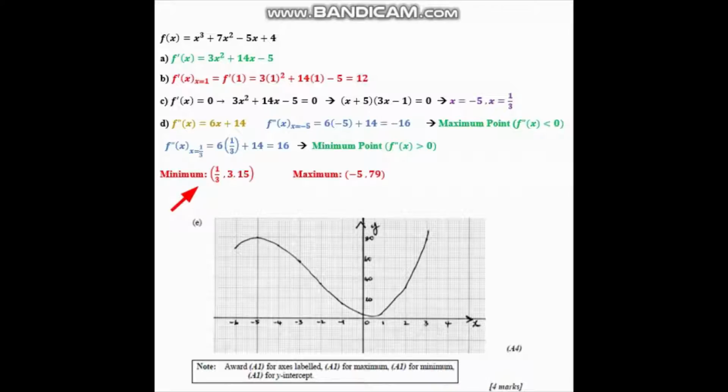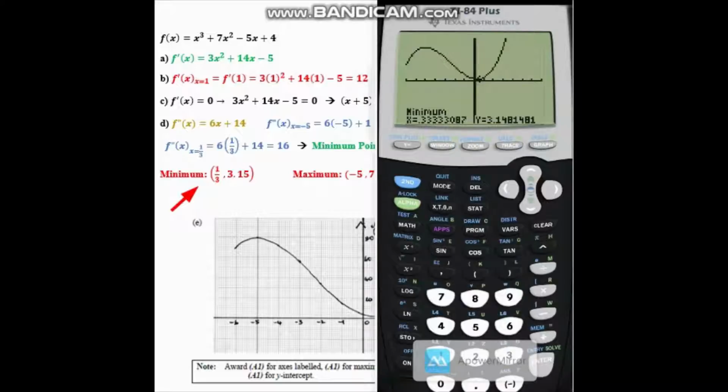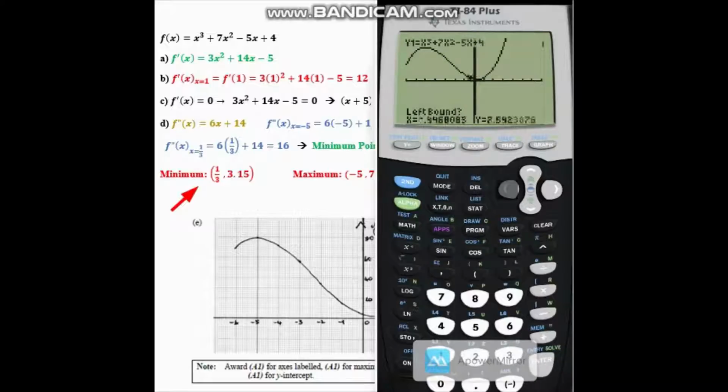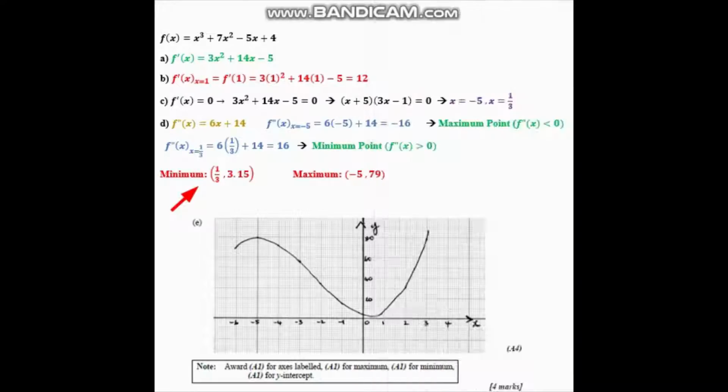Let's check the maximum. Again, second, trace, maximum. I need to find a point to the left of my maximum point. So roughly, this is where my maximum is. There is my left bound, and there is my right bound, and there is my guess. So the maximum lies at -5 and 79, which is what we have written right there.